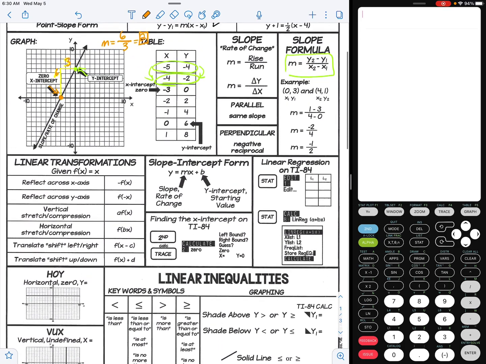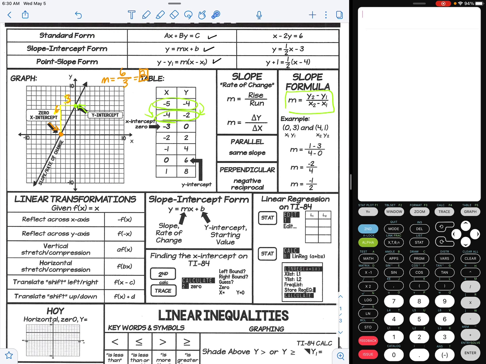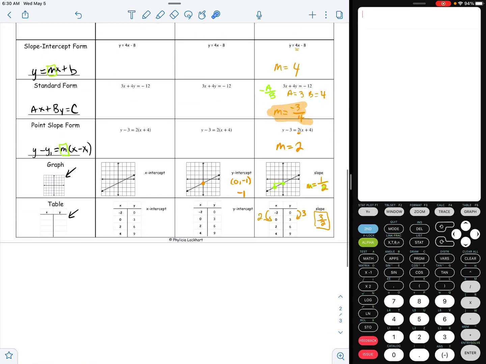Graphic table wise, we said that our y-intercept is 0, 6 in this example. So where is x 0 in this example? X is 0 when y is 3. So that is our y-intercept.